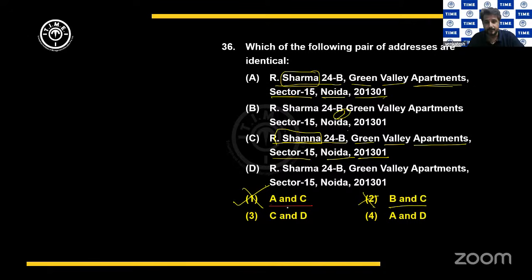Yeah. C and D. Let us check this C and D. Shamna, Sharma. Not matching. A and D. Sharma, Sharma. 24B, 24B. Green Valley Apartment, Sector 15, Noida, 20130. A and D is the correct option. Right. Next one.